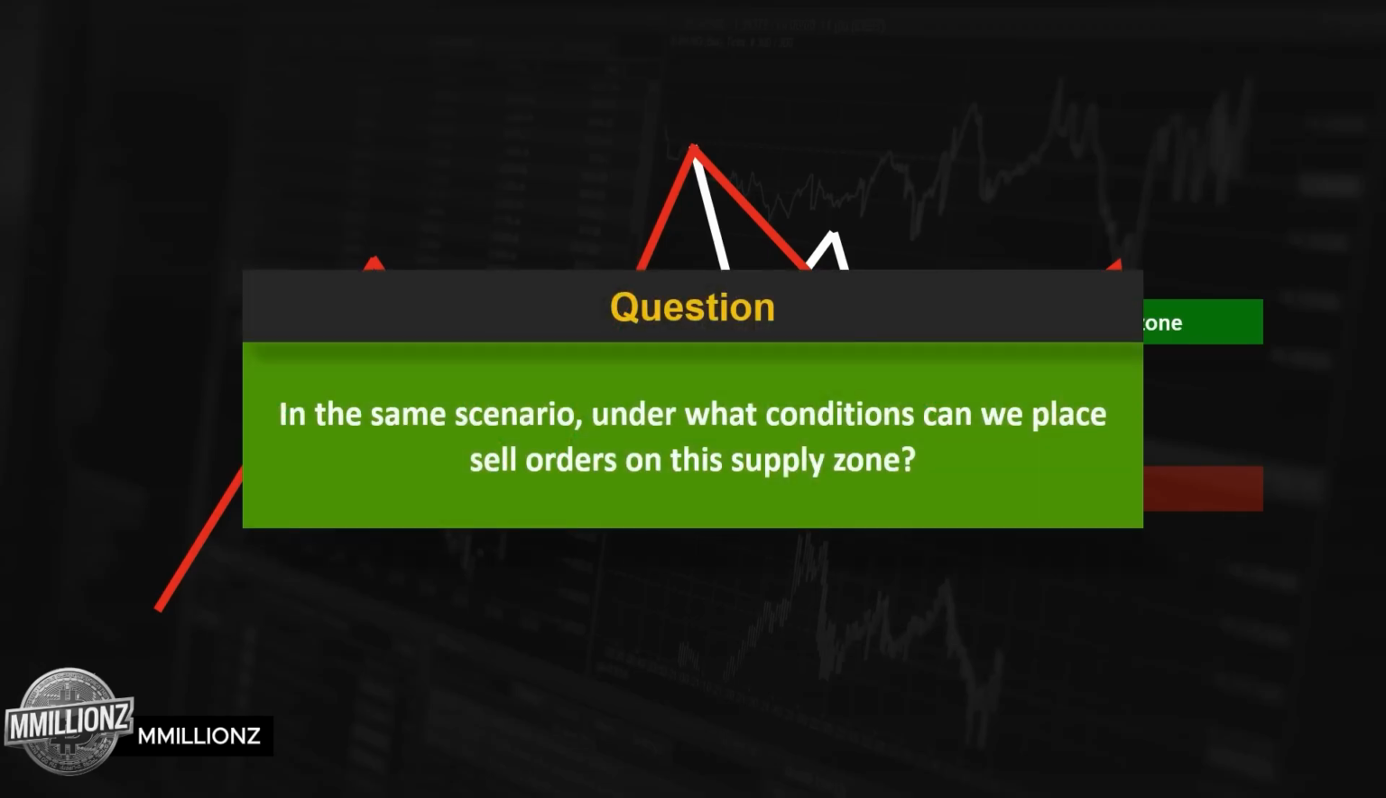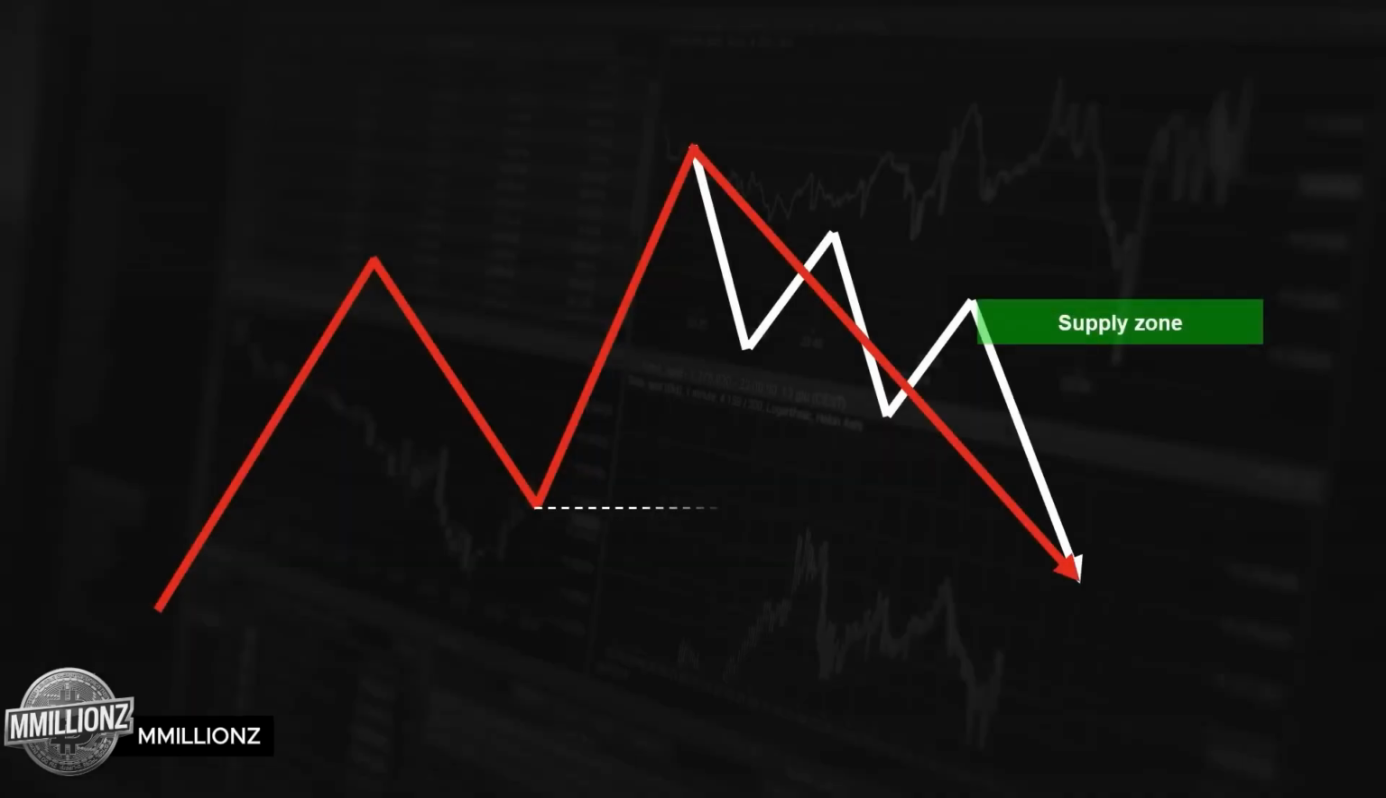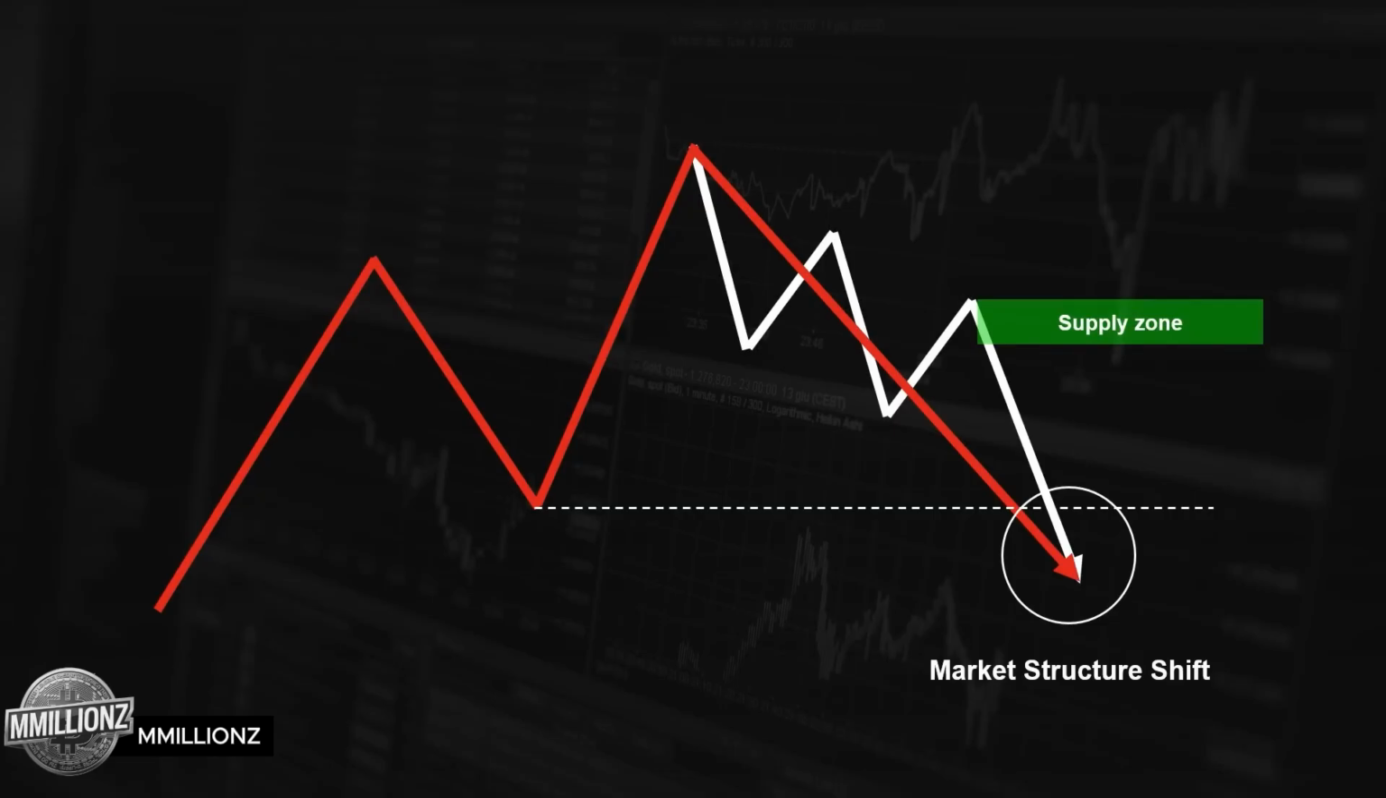In the same scenario, under what conditions can we place sell orders on this supply zone? We can only set sell orders if our higher time frame bias is bearish. If we get a break and close below this area in the higher time frame, it indicates that the buyers are no longer in control, and we have a market structure shift. Therefore, this supply area can become a potential trading opportunity to go short. We can set a sell limit at this zone and expect the price to reject it to the downside.